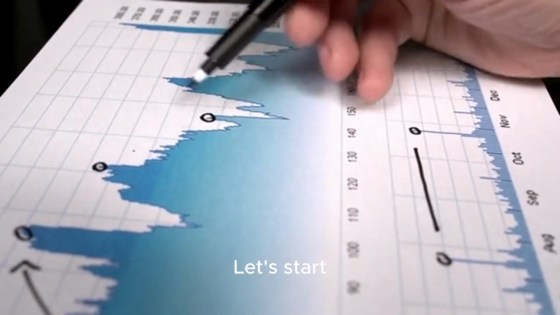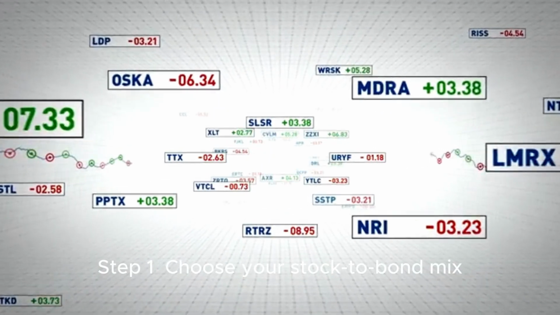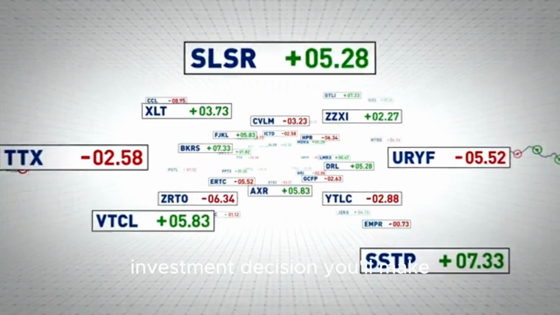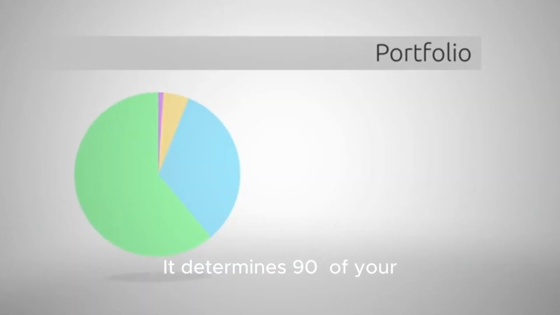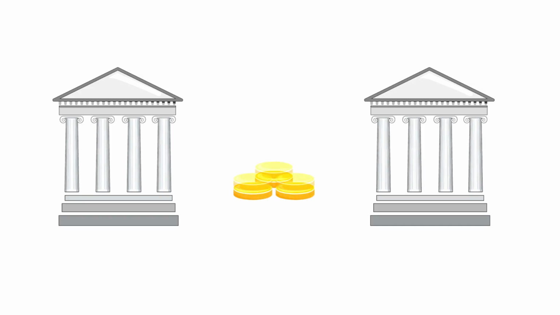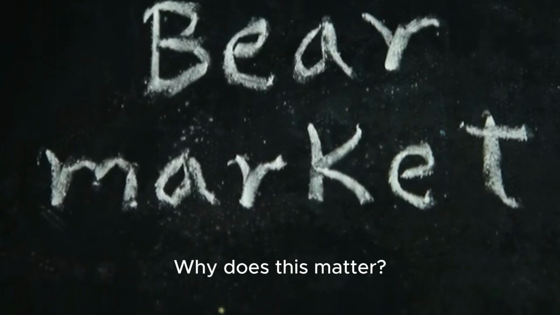Let's start. Step 1. Choose your stock-to-bond mix. Asset allocation is the single most important investment decision you'll make. It determines 90% of your portfolio's risk and return. It's simply how you split money between major asset classes, primarily stocks for growth and higher risk, and bonds for stability and lower risk. Why does this matter?